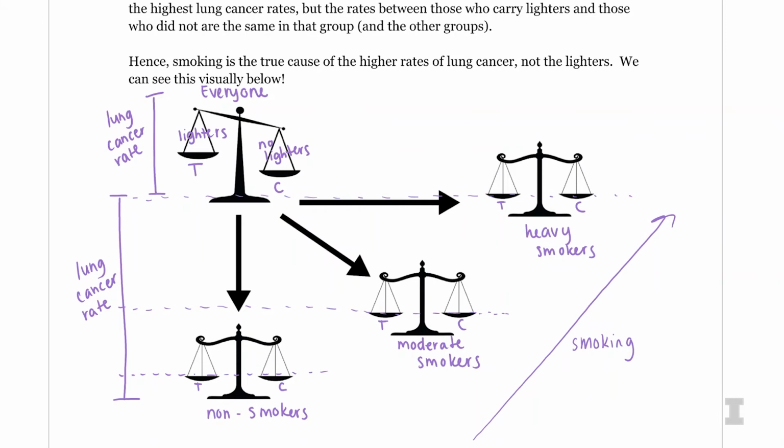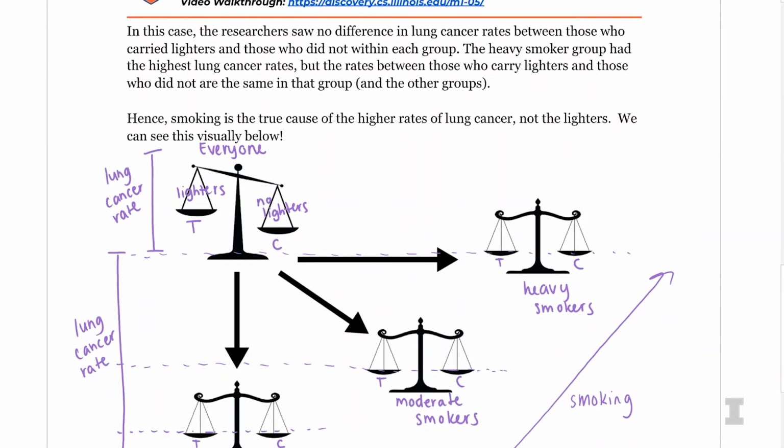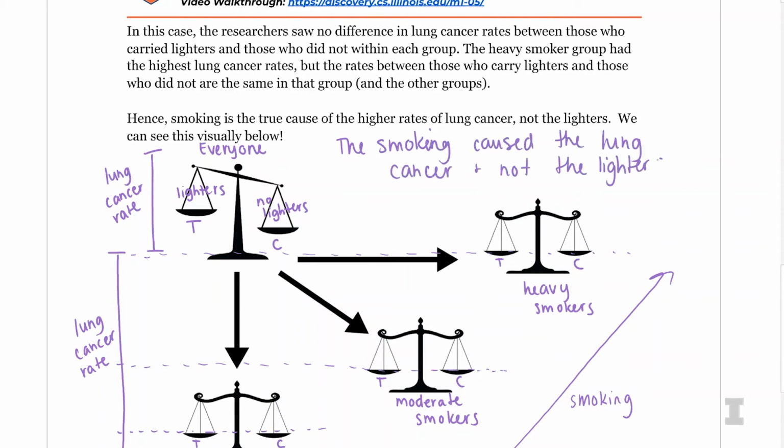I think this diagram helps see it visually. Up here in writing, it says, in this case, the researchers saw no difference within each group. The heavy smoker group had the highest lung cancer rates, and the rates between those who carried lighters and those who didn't were the same. So we saw that the smoking caused the lung cancer and not the lighters. Here we can see observational studies with confounders can be very dangerous, because we could come up with the wrong conclusion if we don't think about confounders and adjust for them by stratification.